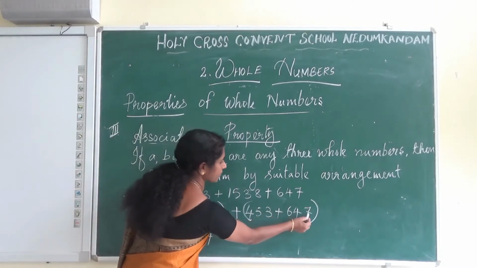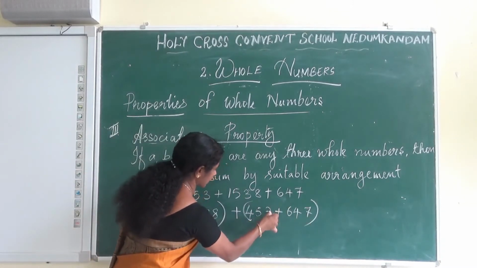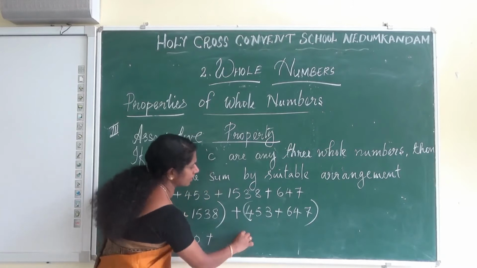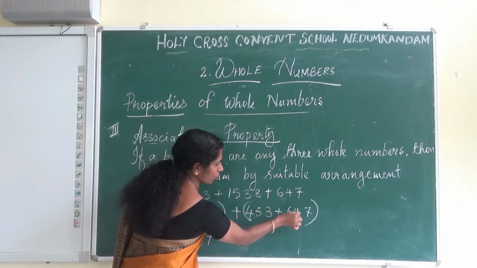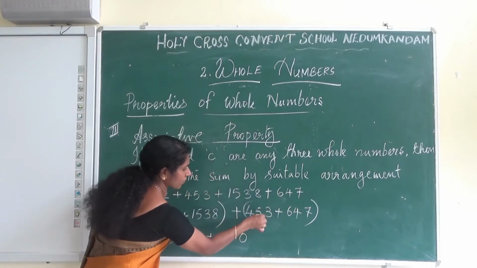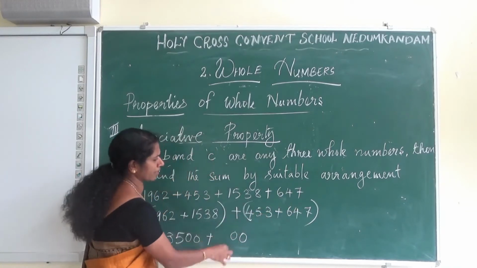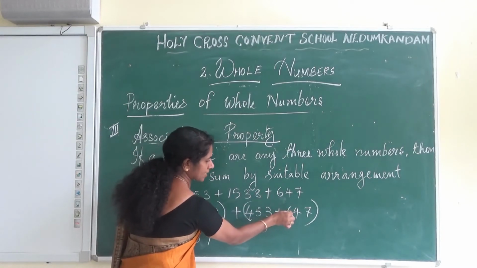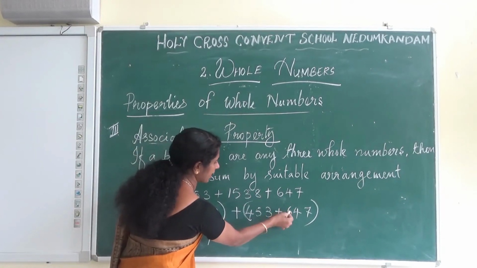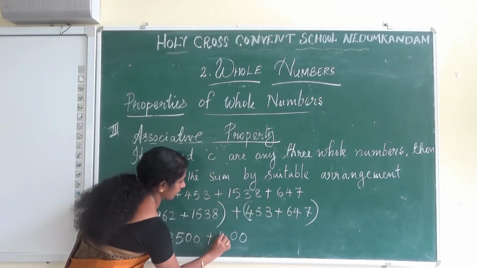That is, ones place we have to add first. That is 7 plus 3. 7 plus 3 is 10. Remainder 1. That one we have to add to this 4. That is 4 become 5. 5 plus 5, 10. Remainder 1. That remainder we have to add to this 6. 6 become 7. And 7 plus 4, 11.